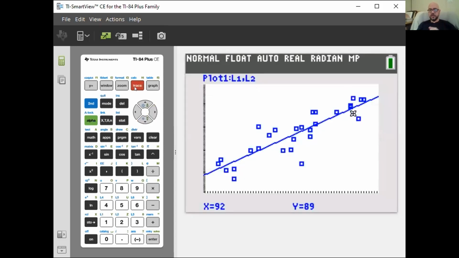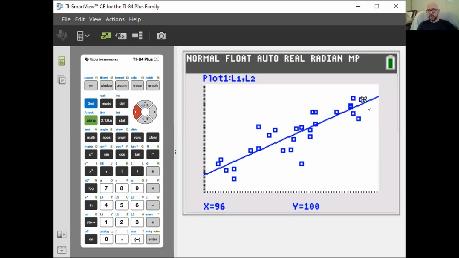So that is the first person. Trace left until we get back to the first person. There we go, here's the first person in the list. They actually scored 100 on the final. That is 2.7 points higher than our prediction, and as you can see, this is very slightly higher than the line.